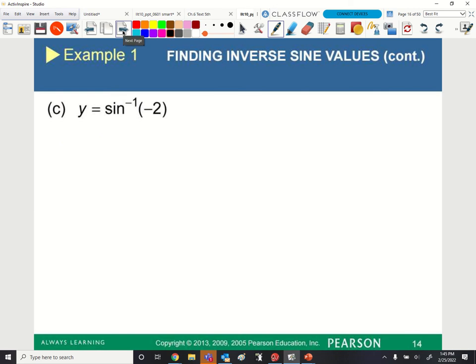Okay. So let's take a look at, where am I at? There we go. So this one right here. Again, this is my y value, right? Right. This is the y value. And so I'm going to look on my unit circle for my y value to be what?